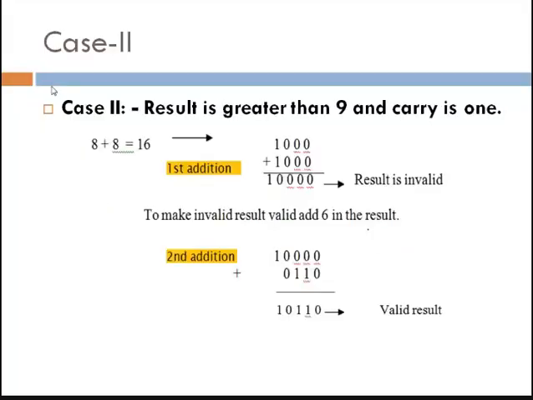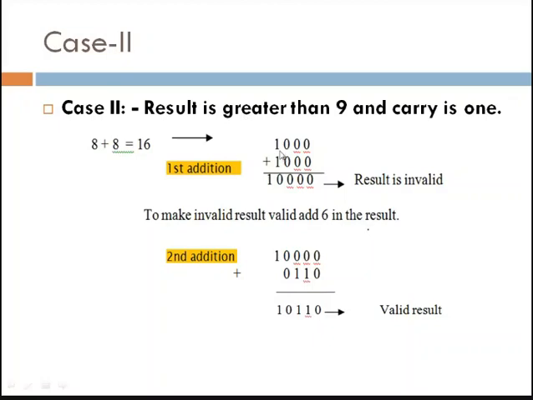Then case 2: the result is greater than 9 and the carry is 1. Now consider the example of 8 plus 8, that is 16. 8 is a BCD number, and the second number is also a BCD number, but whatever result is generated is not a BCD number. It is greater than 9. So in that case, what?